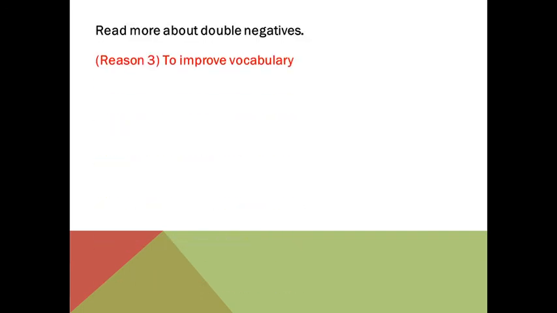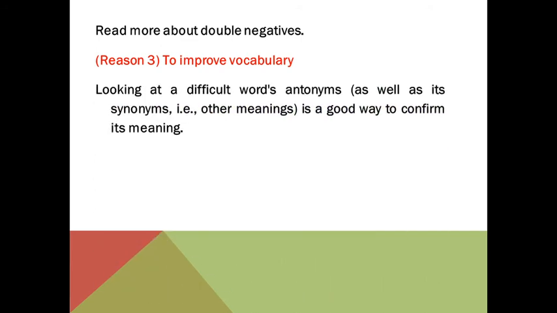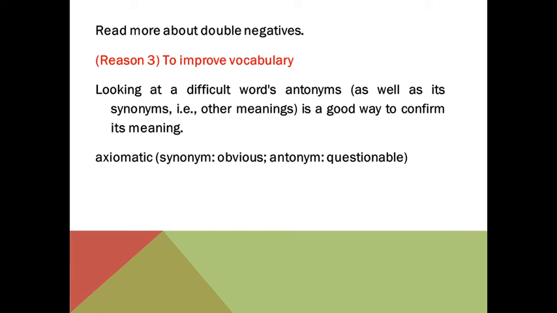Let's go to the third reason, and it was to improve vocabulary. Looking at difficult words, antonyms as well as synonyms, that is to say other meanings, is a good way to confirm a word's meaning, as we have within this example. Axiomatic: the synonym is obvious, while the antonym is questionable. Erudite: the synonym is scholarly, while the antonym is uneducated.